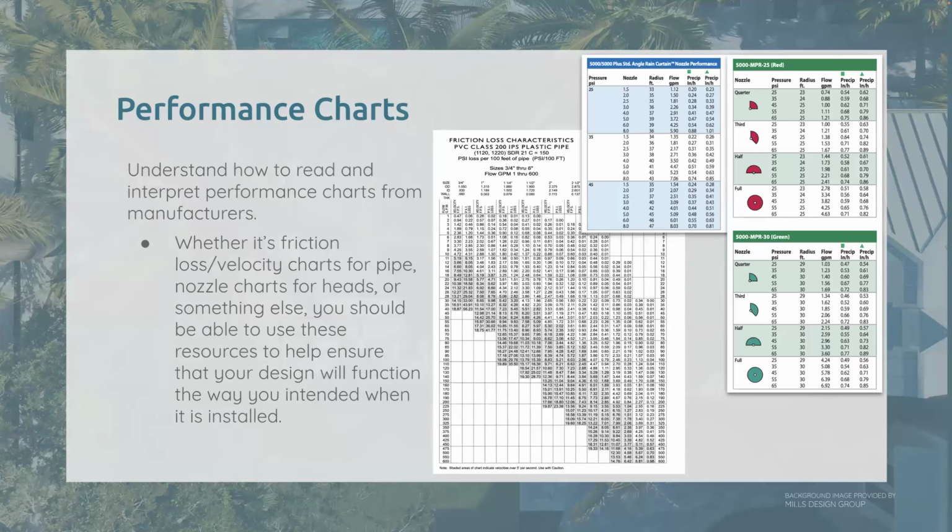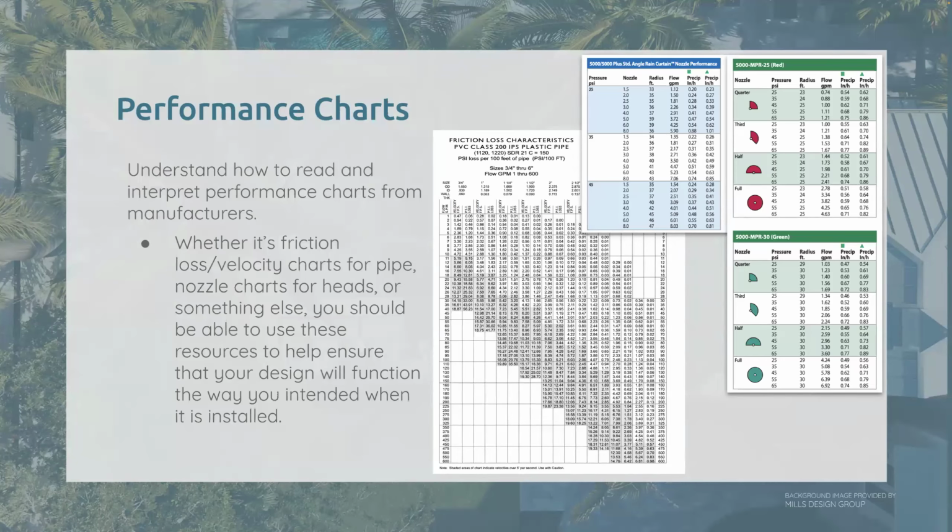Another thing to become familiar with is performance charts. Understanding how to read these and what they mean is going to help you choose the right equipment for your project. You can see here I have a friction loss chart up for a PVC class 200 pipe. All different types of pipes have different friction loss and velocity charts. So it's important to know how to read these and decipher them, and choose your equipment and your zoning in a way that your pipe will be sized how you want it to.